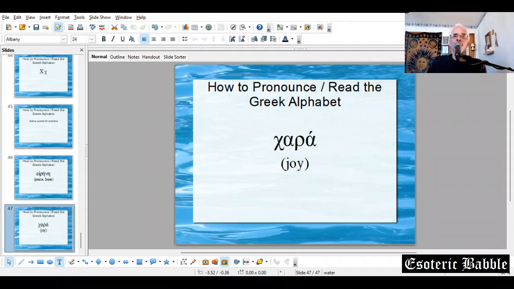And last one for today, this looks like an X, but remember it's ch, chara, joy. Find that quite a bit in the New Testament.